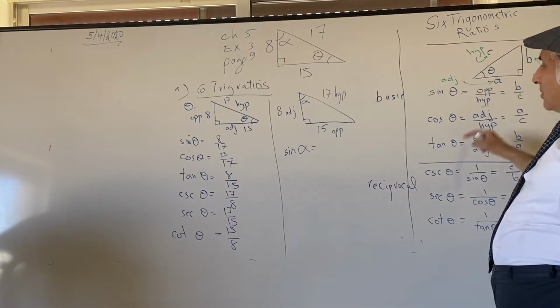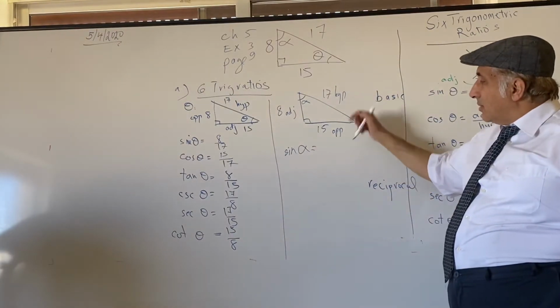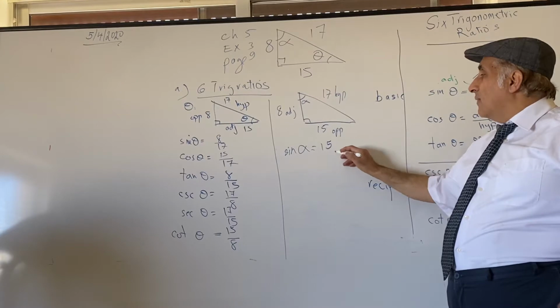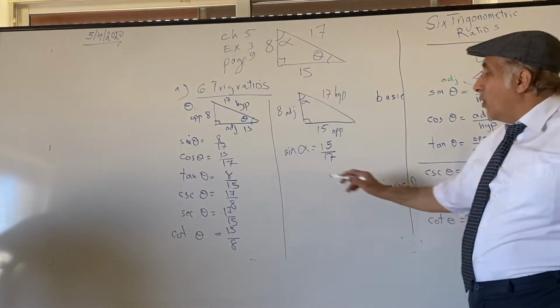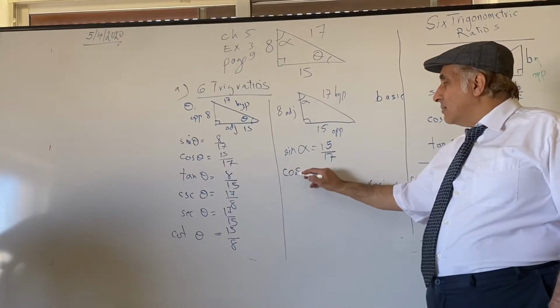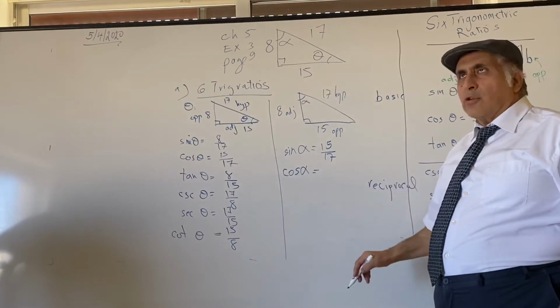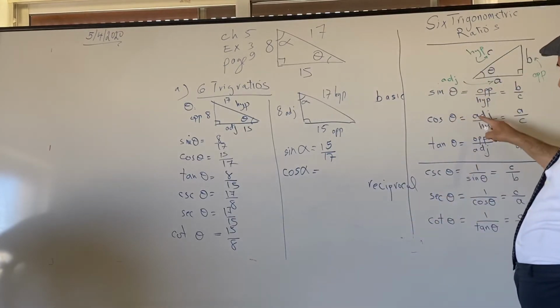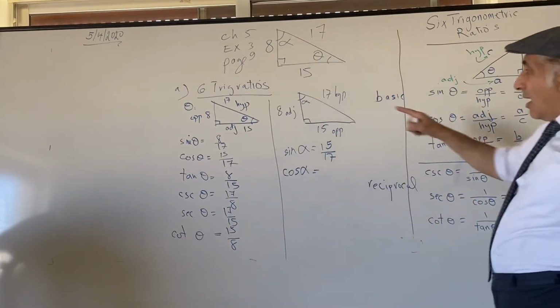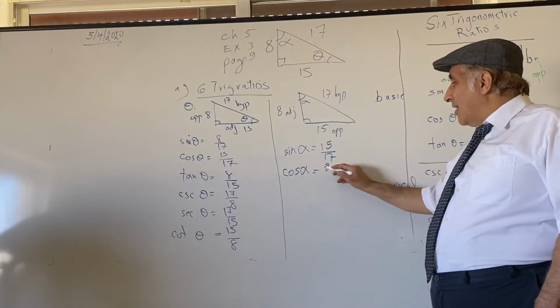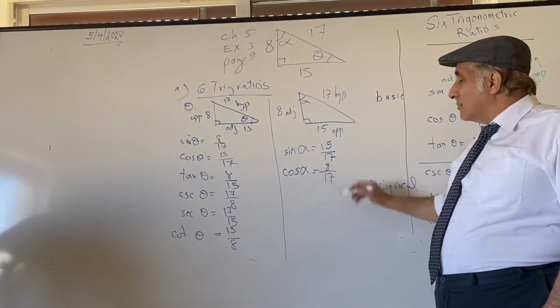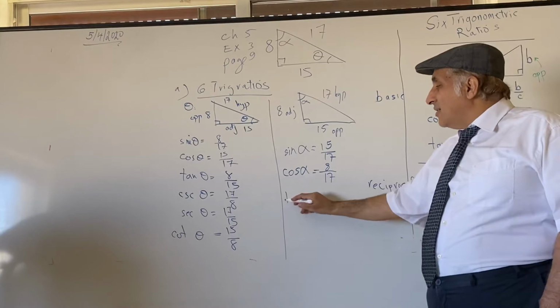Opposite over hypotenuse. Aha! 15 over 17. What is the cosine of alpha? Adjacent over hypotenuse. Oh, that one. 8 over 17. And what is tangent of alpha?